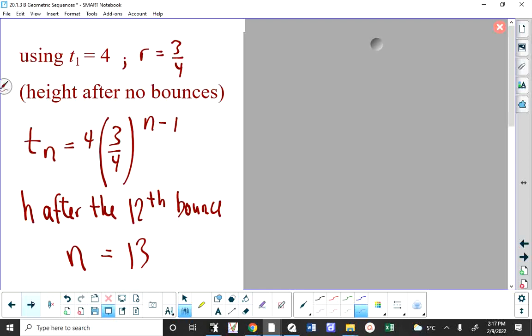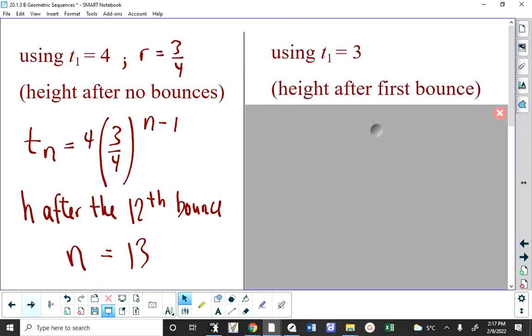Well, I have a suggestion here that I think makes it easier because not everybody is going to be able to process this. Why don't we use for the first term the height after the first bounce? Because then the 12th term will be the height after the 12th bounce. I don't have that wrinkle, that discrepancy between the bounce number and the term number. So this is how I would recommend solving it. Can you solve it this way on the left? Sure, but we're going to solve it as a group this way.